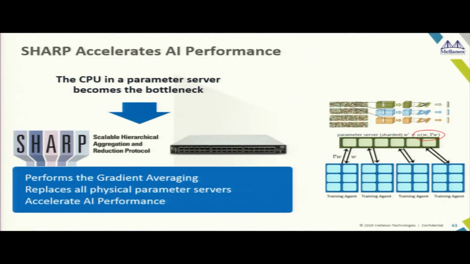The difference will be given to the parameter server. The parameter server will calculate new weights and distribute the weights back to the training agents. This operation is very similar to that reduction operation. Instead of the parameter server running as code in one of the servers, what if the switch itself was able to do that calculation of the differential weight and then give it back to the training agents? So now you have accelerated your machine learning.